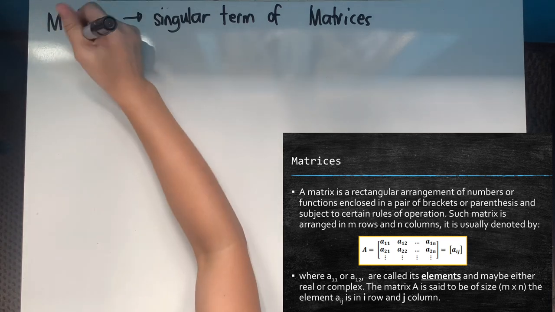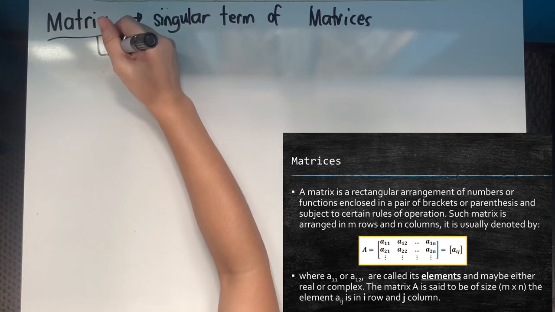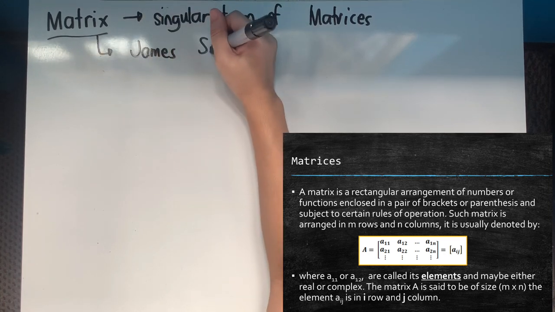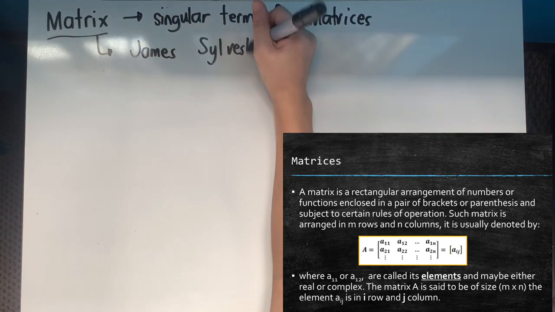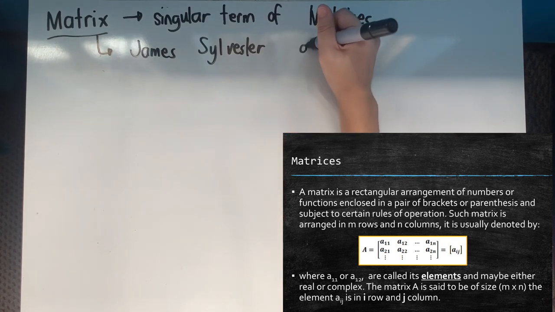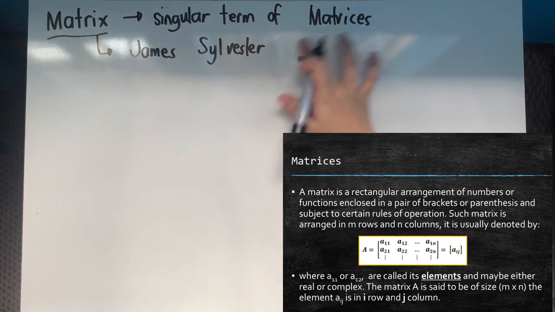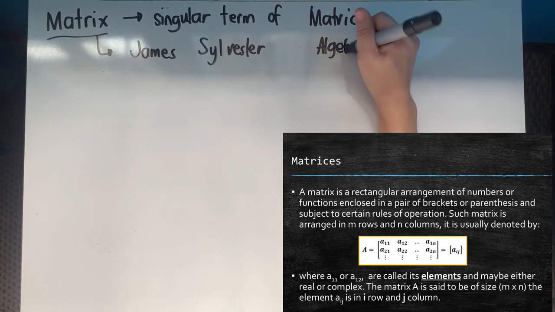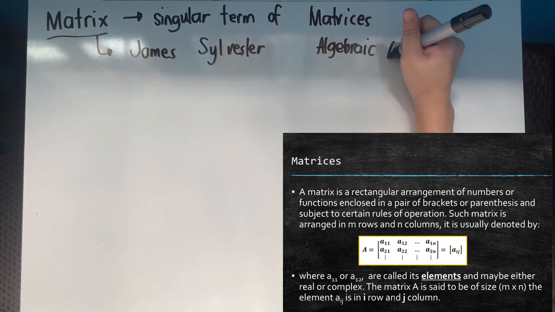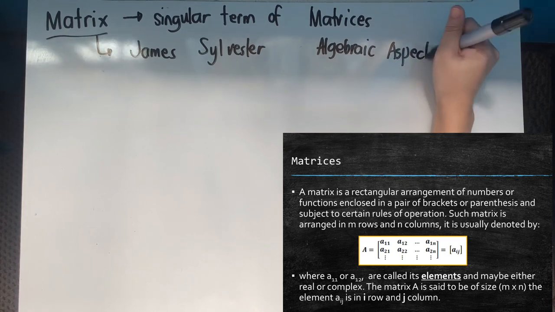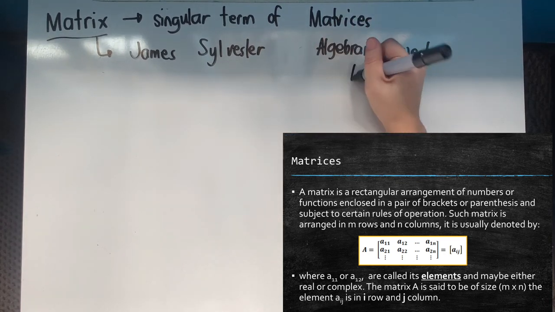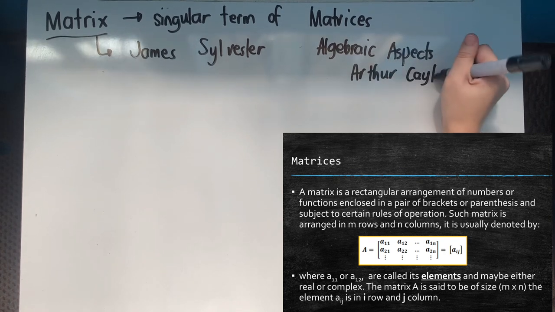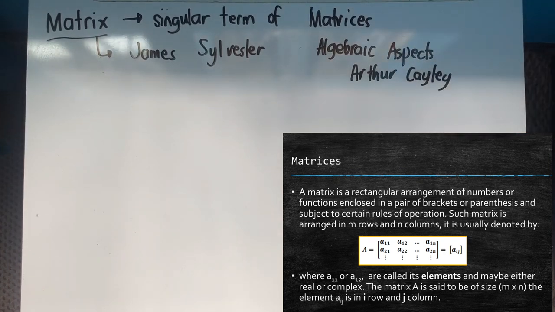Okay, the term matrix was coined by James Sylvester. But the algebraic aspects of matrices are by his friend Arthur Cayley. And all this developed, I think, within the 19th century.